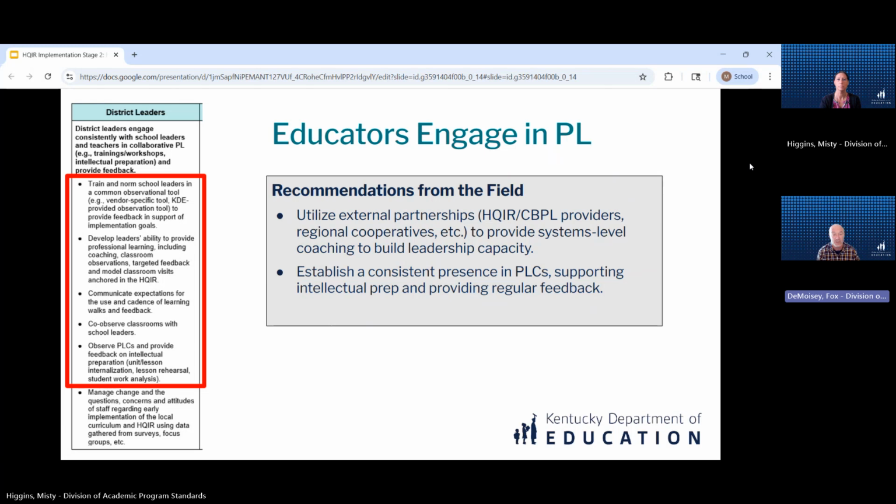Establish a consistent leadership presence in PLCs, supporting intellectual preparation and providing regular feedback. Again, leaders' active instructional involvement in PLCs is vital to supporting their work. And then ensure district and school leaders engage in CBPL. So that need for active instructional involvement mentioned a moment ago for leaders in PLCs is true as well for CBPL and other settings, such as workshop trainings that are provided by HQIR vendors, HQPL providers, and/or instructional leads within the district.